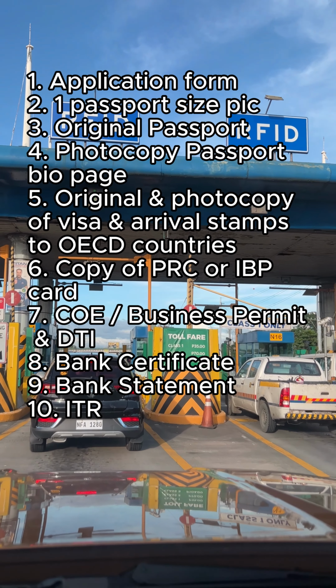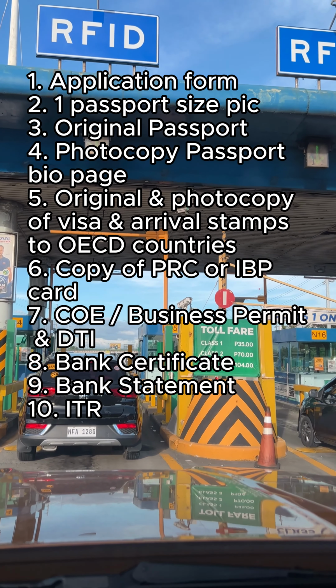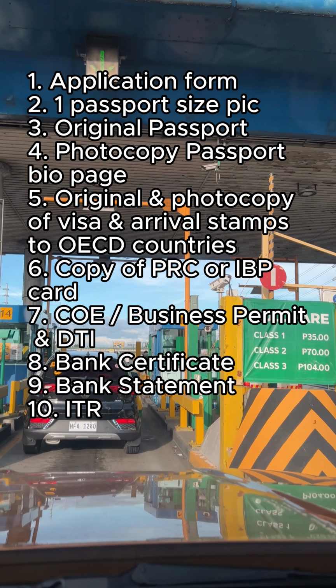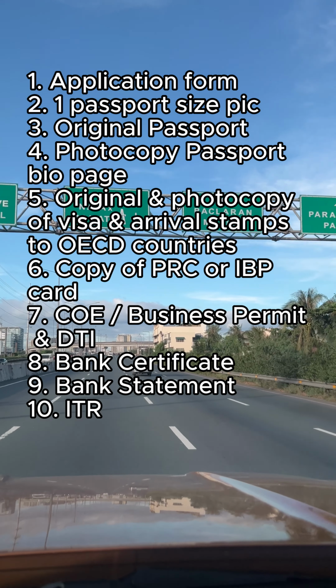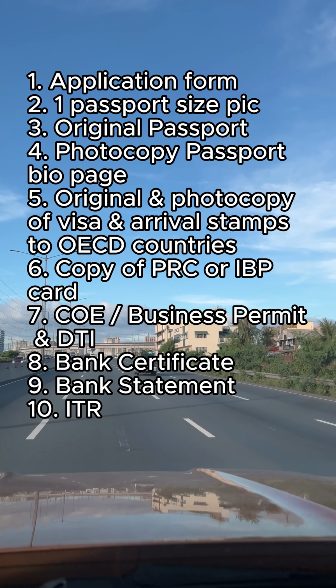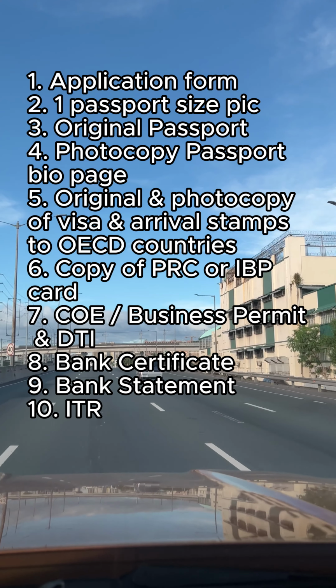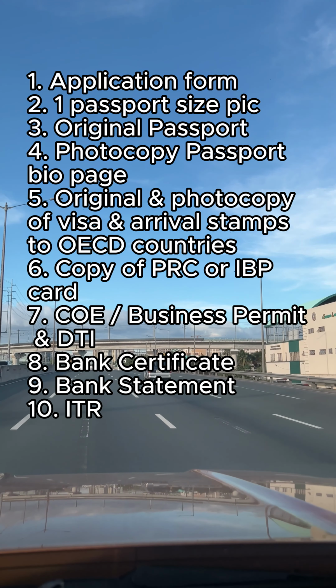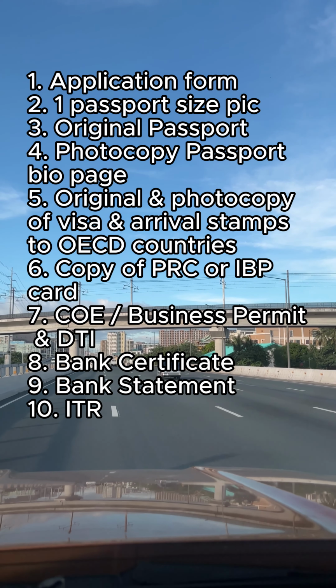If you are employed, you have to prepare your COE or Certificate of Employment. That should include your name, the date hired, compensation, office address, and your HR landline number for their verification. If you are a business owner, palitan nyo lang yung number 7 guys ng business permit or mayor's permit and yung DTI nyo. Number 8 is the original personal bank certificate.